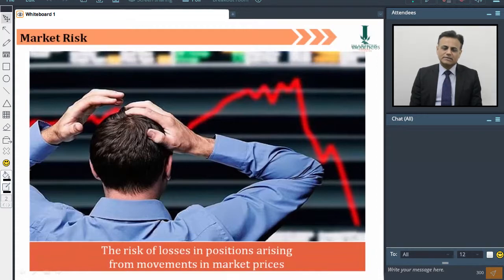Market risk is a financial loss owing to changes in the prices. Let's say you buy a commodity for $100 and the price dips to $95. The loss of $5 is owing to the changes in price, and hence this is your market risk.